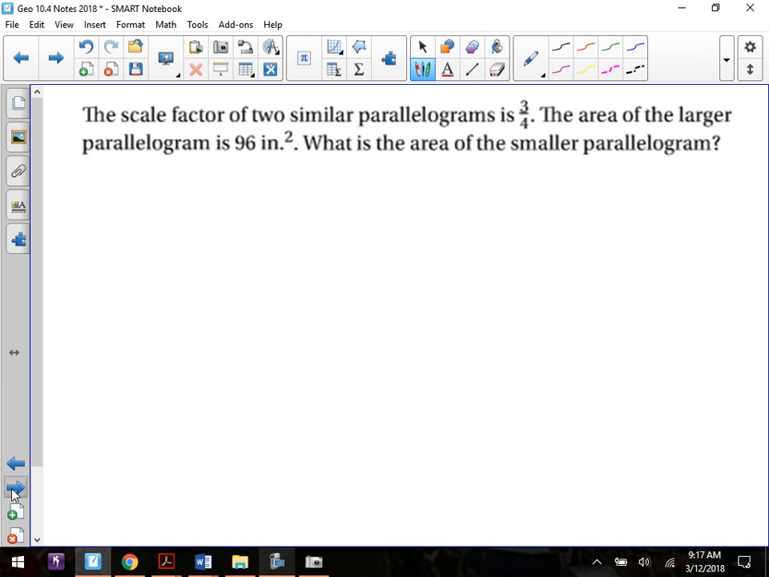The scale factor of two parallelograms is 3 to 4. The area of the larger is 96. What's the area of the smaller? So if the scale factor is 3 to 4, what would the areas ratio be? Very good. 9 to 16, yeah. That gives you an area ratio of 9 to 16.